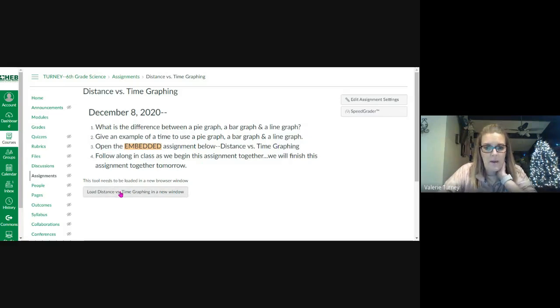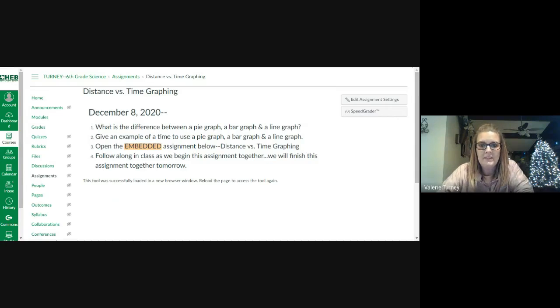All right, so go ahead and open the embedded assignment below, right down here at the bottom. I'll give you some time to open that up. It's called distance versus time graphing. Now, you are not going to paste yours in your notebook. I am going to go ahead and paste it in my notebook because I don't have to do the whole thing and then turn it in. But you'll be doing that tomorrow. But I'm going to work with it from within my notebook. You work with it from within the Google assignment.